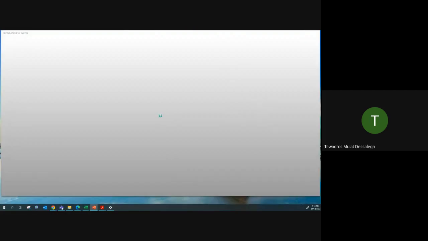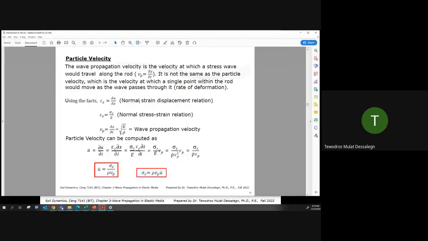Let me see, we should have it. Yeah. If you go to the section on slide 26, where we discuss particle velocity, you'll have that. That's the reason we derived it, because we need it. The wave creating a stress is given by the density of the material, the wave velocity times particle velocity.